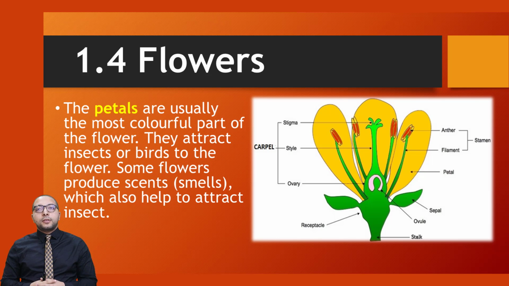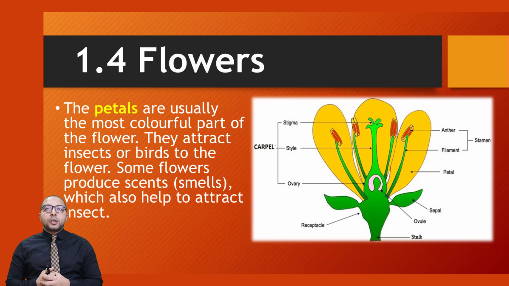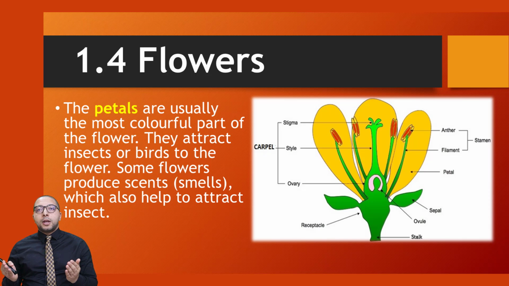Okay, last part of today's lesson is talking about flowers, which is 1.4. In this lesson, we're going to talk about the importance of the flower for the plant. Flower is the reproductive organ of the plant. Flower is what the plant is using in order to reproduce, to make new plants. Today I'm going to discuss with you the structure of a flower, and we're going to complete this lesson next video.